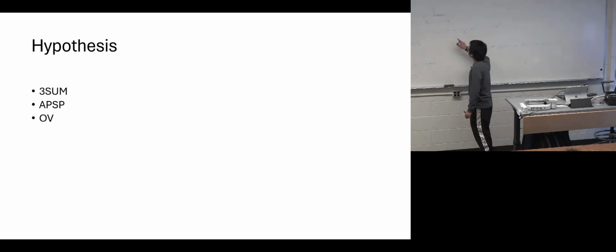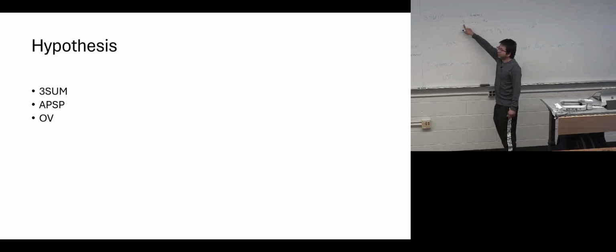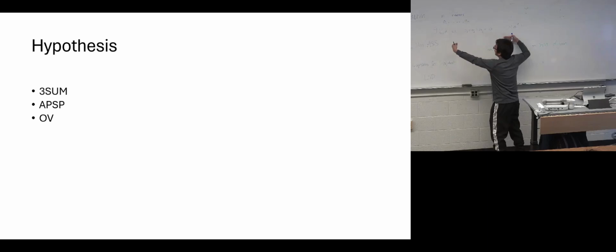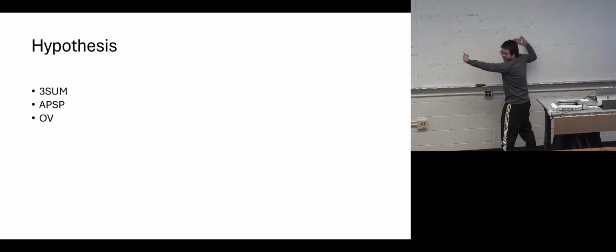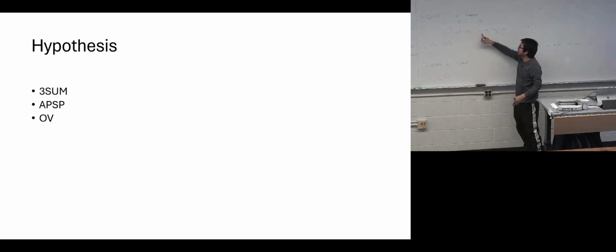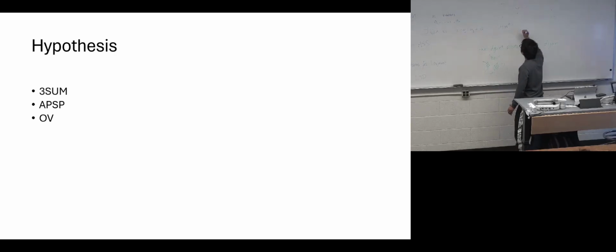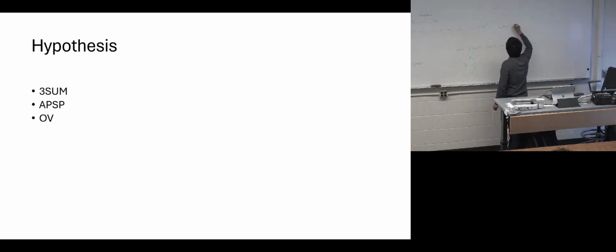Maybe you fix A1, and you scan through the rest from opposite directions, so that you check if the sum is negative A1. So you can do this in n squared time. And the conjecture, or hypothesis, says that there's no n to the 1.99 algorithm. That's a conjecture.